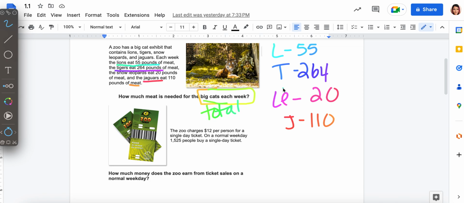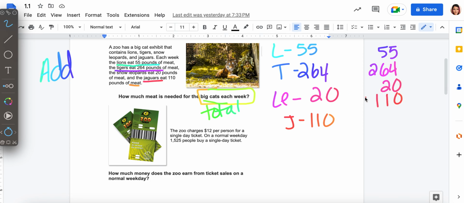Anytime we're wanting to know the total of something, we're going to be adding, okay? So we're going to be adding. We want to know the total. We can traditionally add by lining up place value, 55, 264, 20, 110. We're going to do place value here. 5 plus 4 is 9. 5 plus 6 is 11. Plus 2 is 13. Plus 1 is 14.